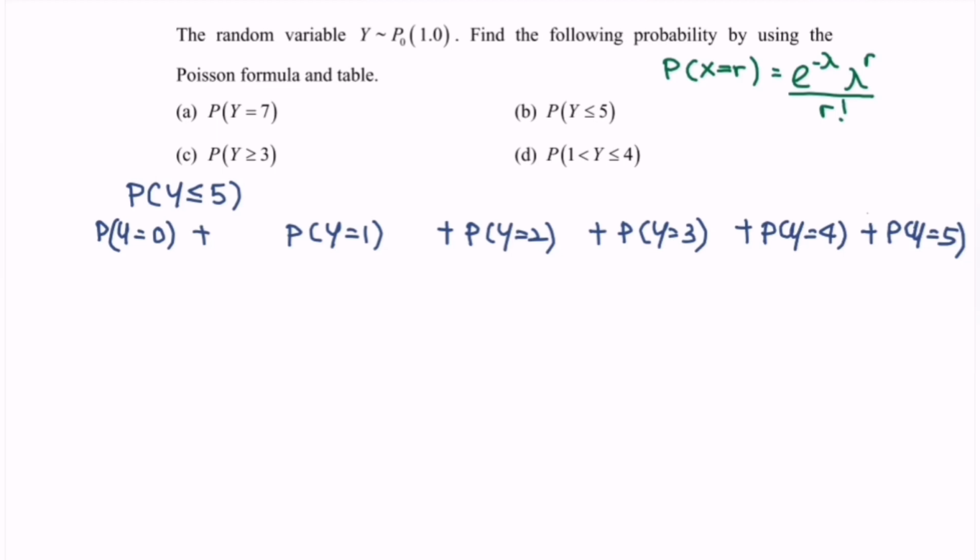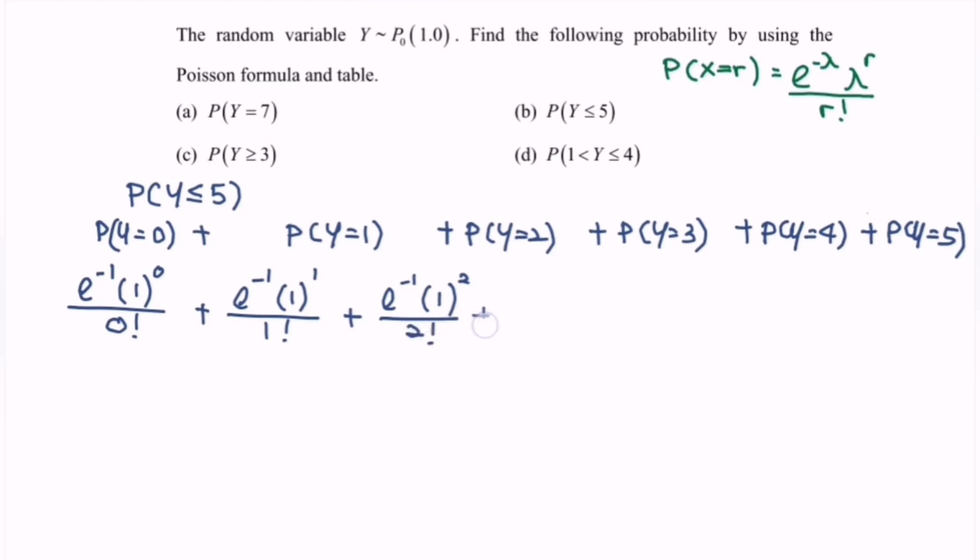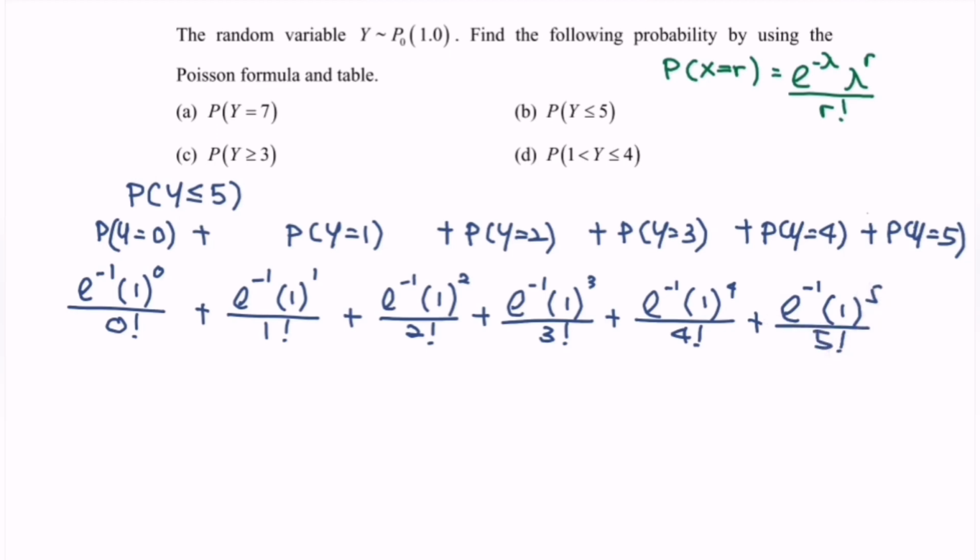So substitute into the formula, where we have e to the power of negative 1, with lambda 1, to the power of 0 over 0 factorial, plus e to the power of negative 1, where we have 1 to the power of 1 over 1 factorial, plus e to the power of negative 1, 1 to the power of 2 over 2 factorial, plus e to the power of negative 1, 1 to the power of 3 over 3 factorial, plus e to the power of negative 1, 1 to the power of 4 over 4 factorial, and finally e to the power of negative 1, 1 to the power of 5 over 5 factorial.